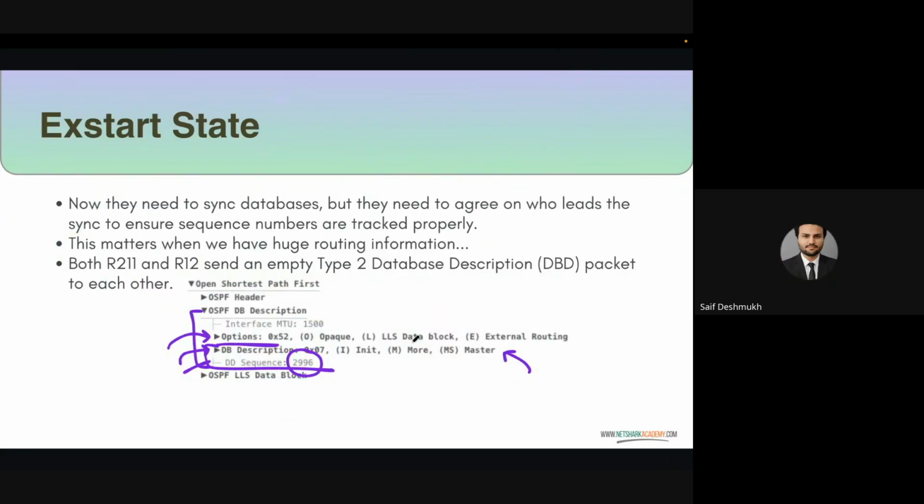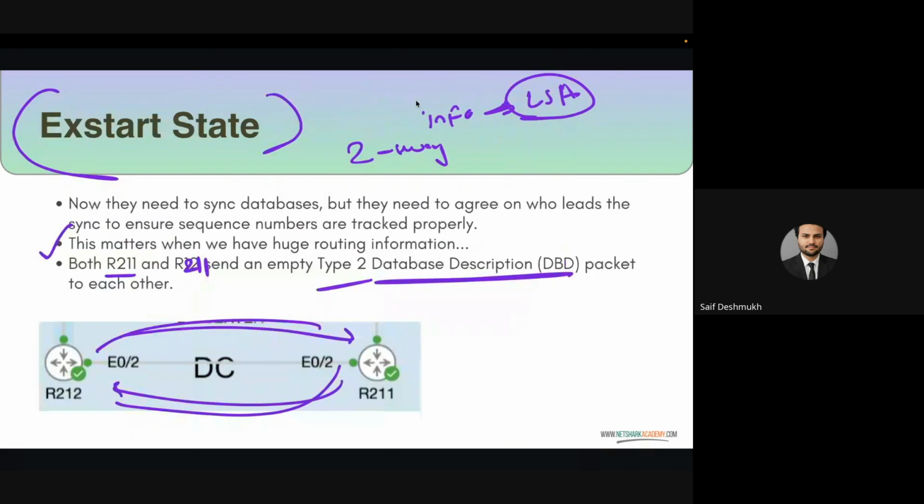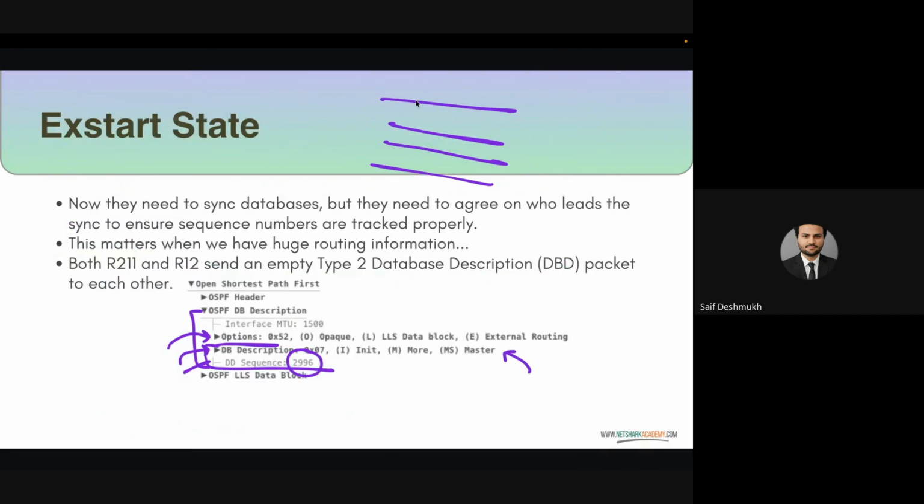From two-way state, they are going to exstart state. Now before they exchange this huge load of routing information, they are electing who should become the master. Because, as I explained, it's going to be big information. It needs to be fragmented based on the MTU value. OSPF internally has this operation where it keeps track of how many fragments of information have been sent. So this needs to be tracked using a sequence number. Who decides the sequence number between both guys? Who is going to do that?